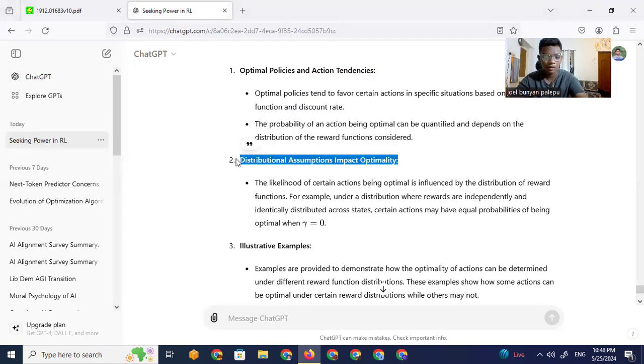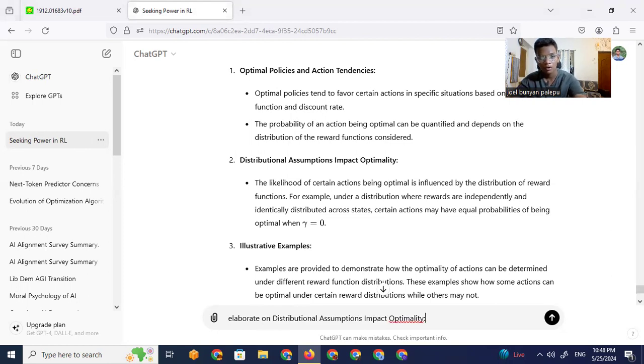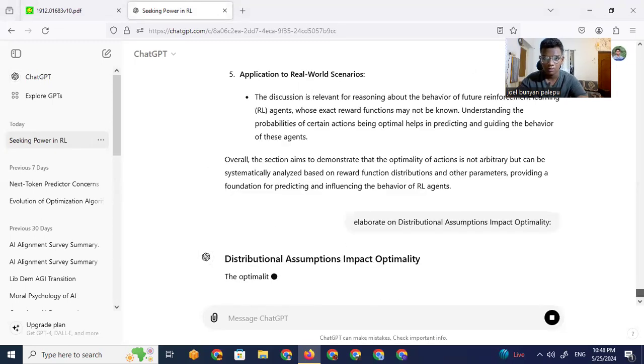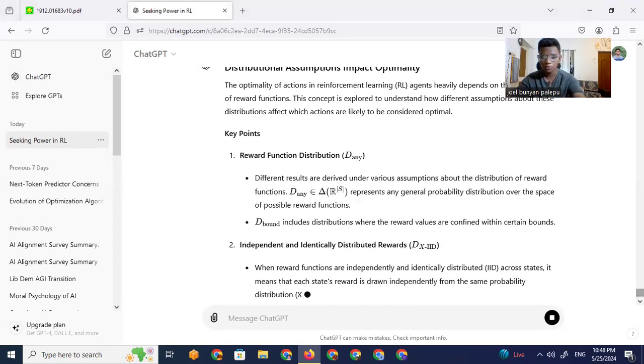Let's see. Elaborate on this: distributional assumptions impact optimality. Let's see what that is. What happened? So let's see.